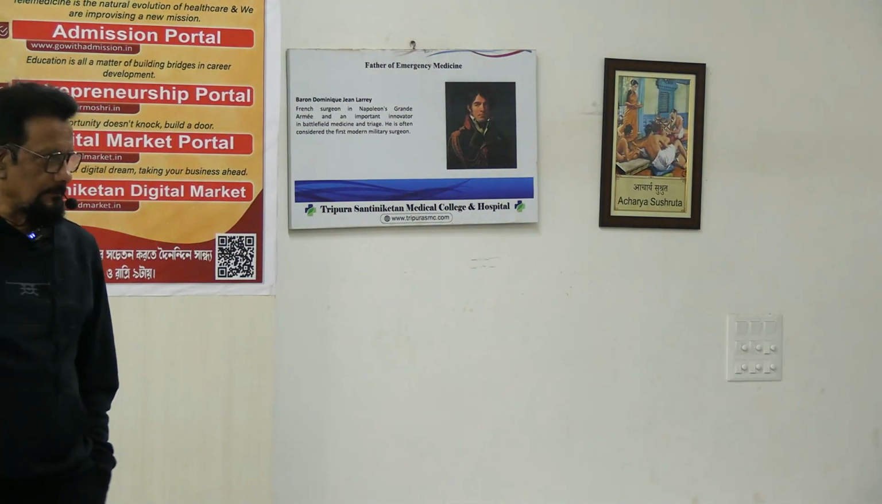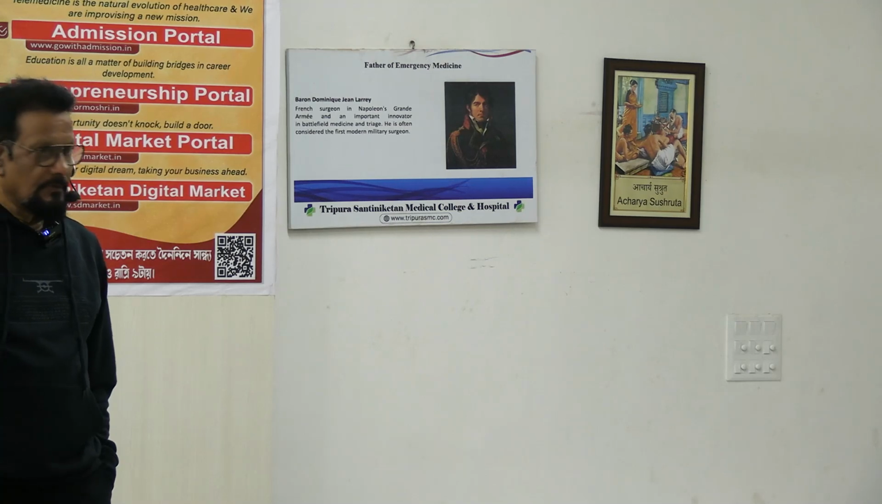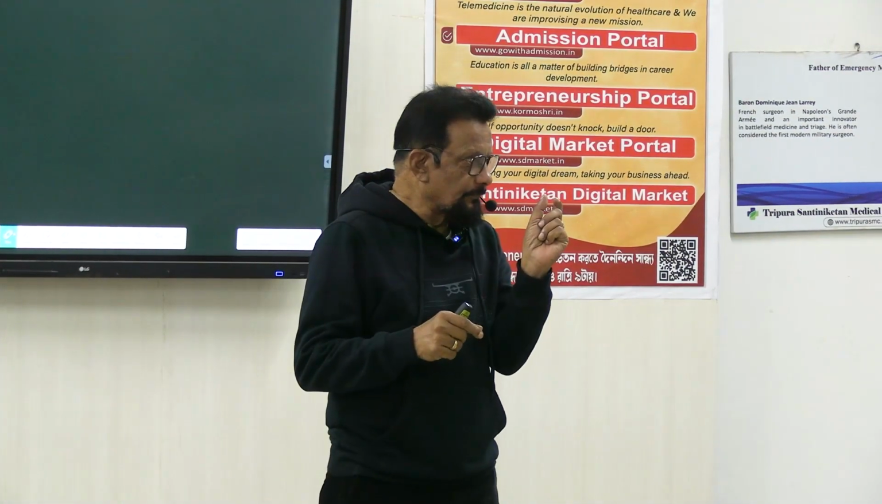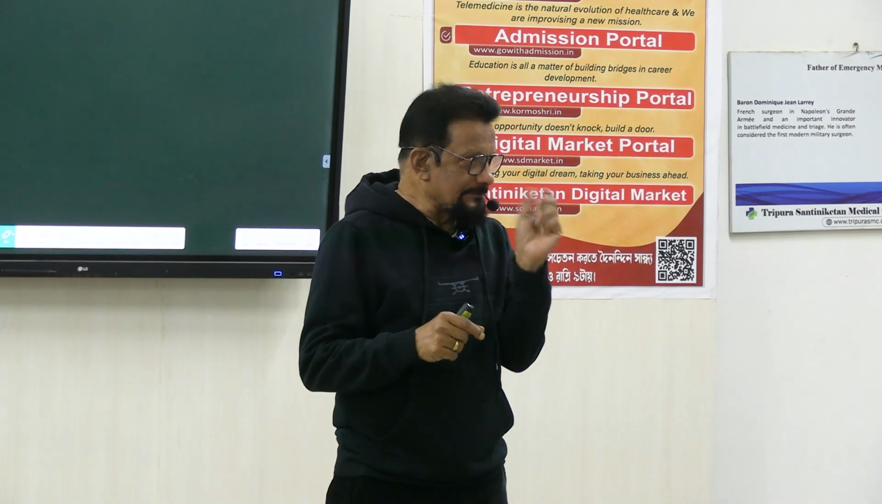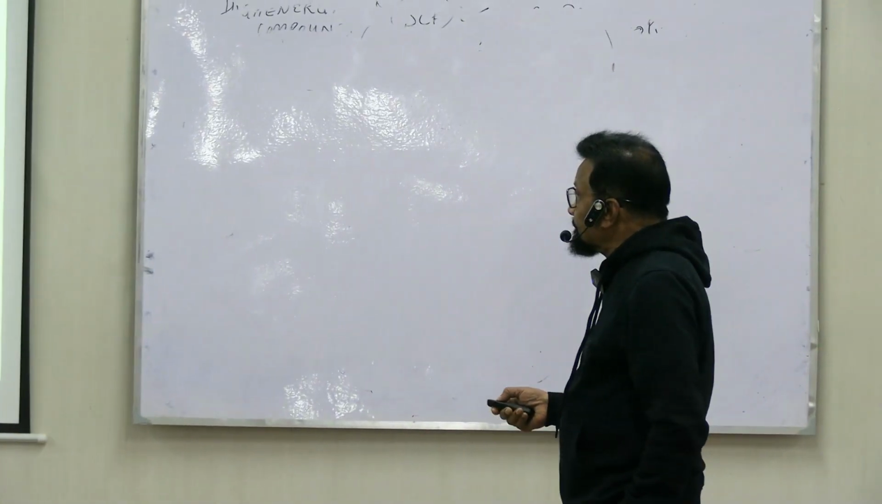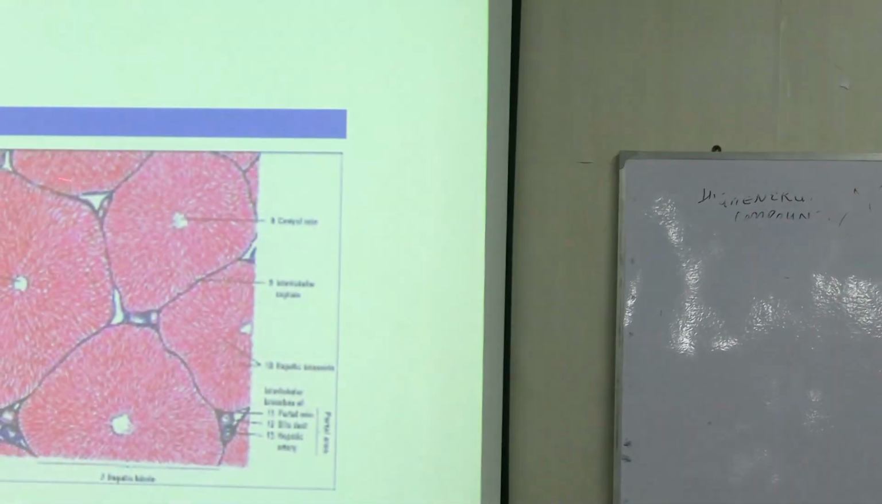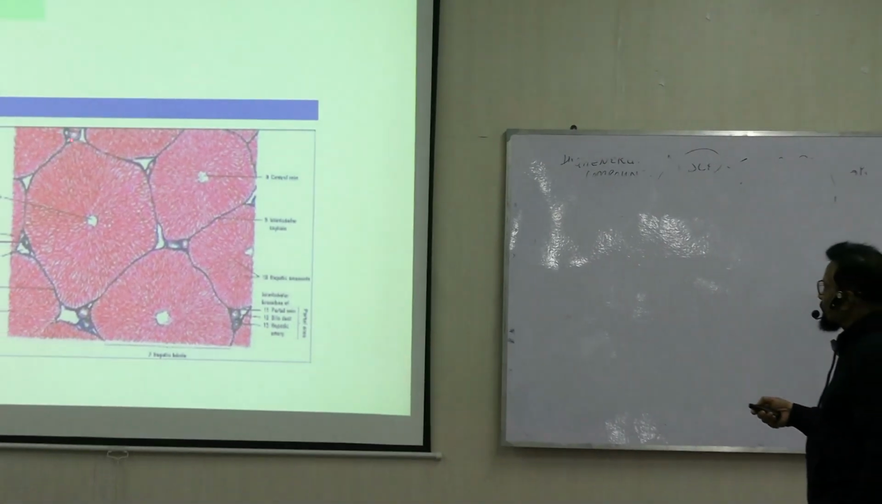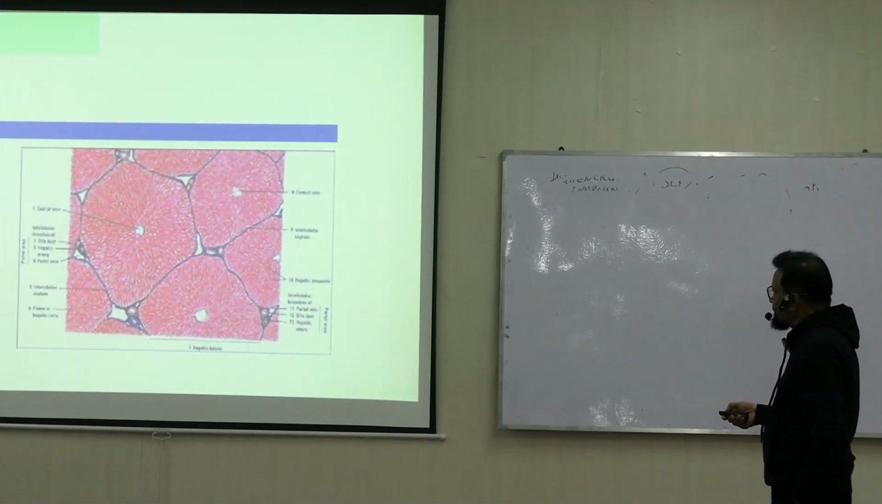At the center, there is what? Central vein. From all these lobules, at the corner, these corners, you will find some vessels, cross section of vessels.